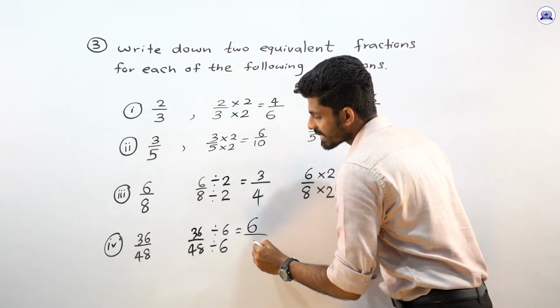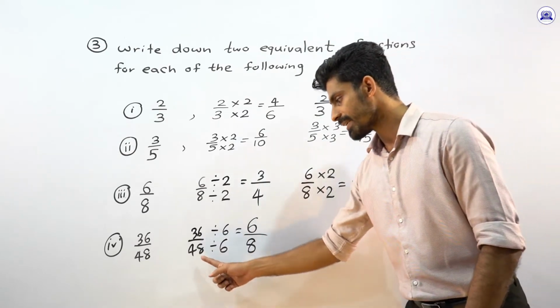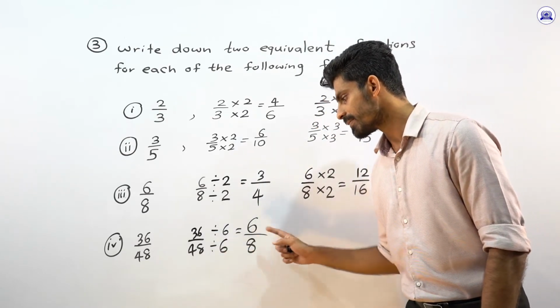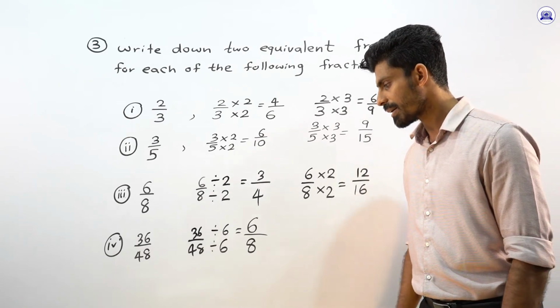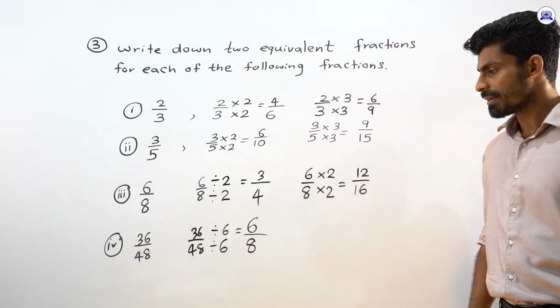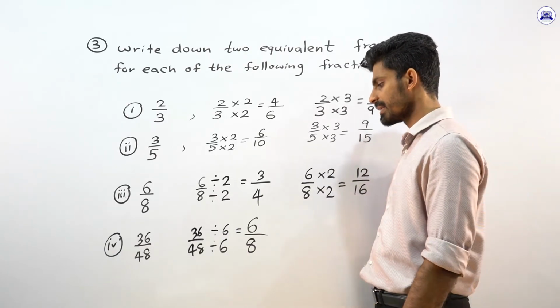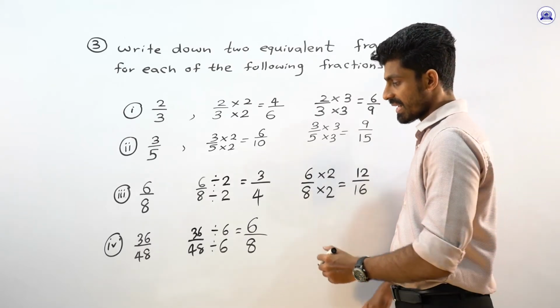48 divided by 6 is 8. 48 divided by 6: 6 into 48. Right? 6 into 48, that is 8, right? Right, so what is the next one?